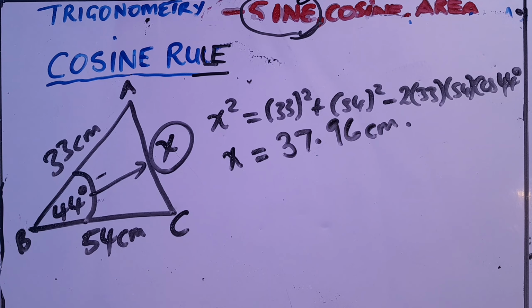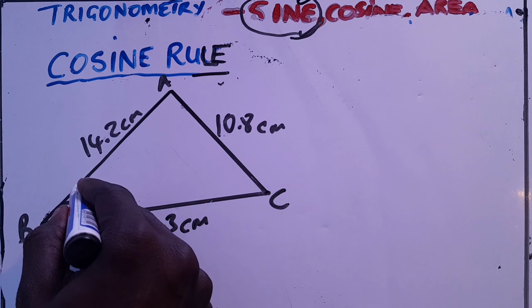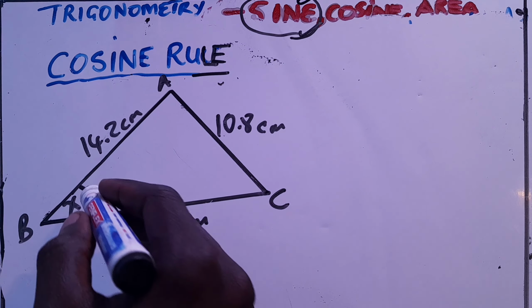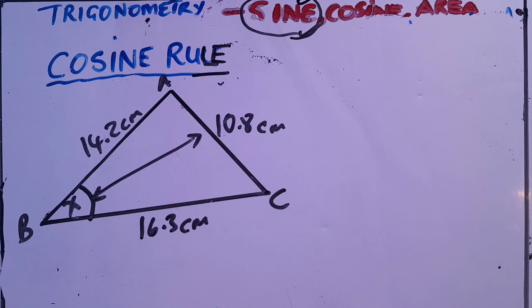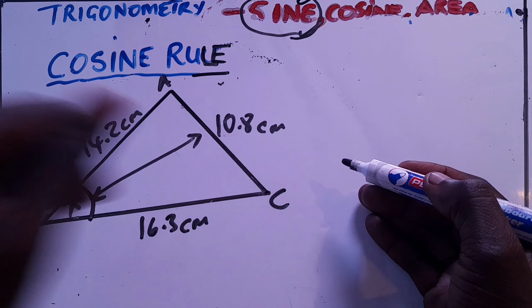Let's deal with another example. Now our unknown is the angle like that. So what do we do? Still we follow the same procedure. I said let the formula guide you. No matter what we're trying to find, let's just follow the formula. According to our formula, this angle is opposite to this side, so we must start with this side.